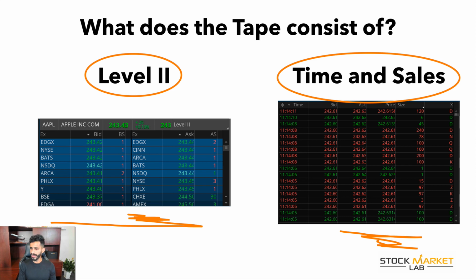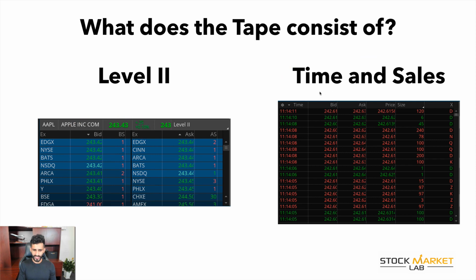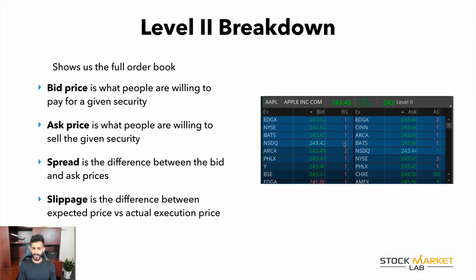Okay, so now let's break down level 2. Let's break down all these crazy numbers, what they mean, and how we can use that to our advantage. This is the level 2 as I just showcased. The level 2 shows us the full order book, where people are looking to potentially buy or sell the stock or the security. So we have something called the bid.